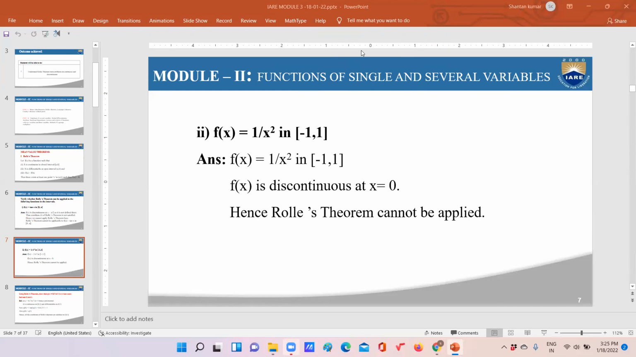Undefined. Because here clearly at x is equal to 0 it is 1 by 0. 1 by 0 is nothing but an indeterminate form. The value at x is equal to 0 is an indeterminate form. Therefore, the function is a discontinuous function. Hence, Rolle's theorem cannot be applicable.